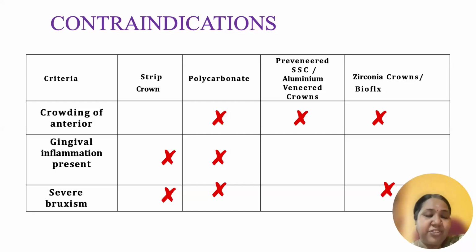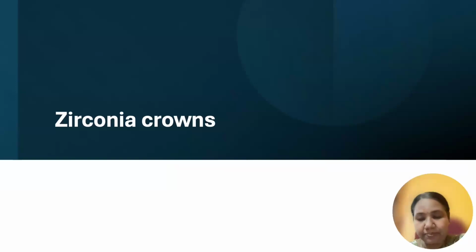And whenever we have gingival inflammation, again, a stainless steel crown would be one of the best choices. A preveneered or an aluminum veneered crown would be a good choice in that case, and also in the case of bruxism. So remember these relative contraindications when we plan for aesthetic restoration.